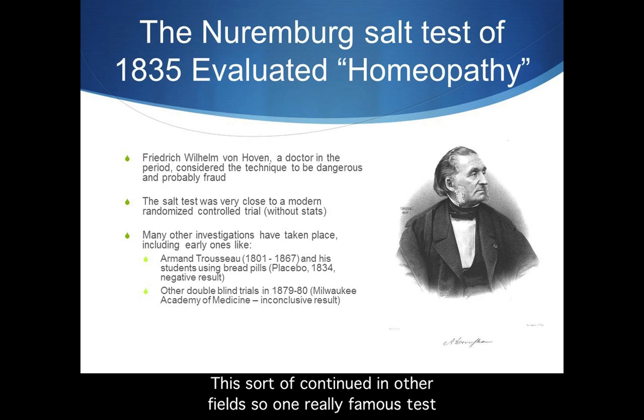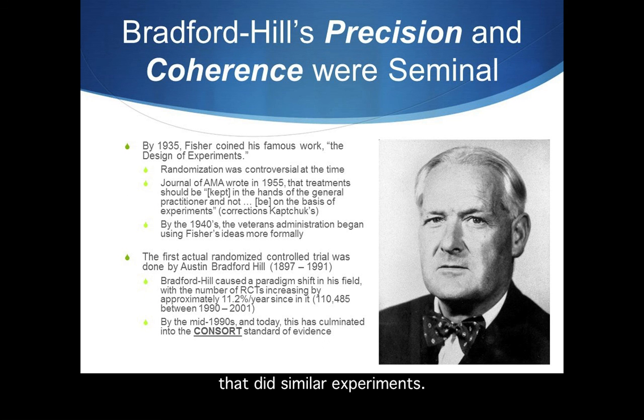This continued in other fields. One really famous test was the Nuremberg salt test of 1835, which evaluated homeopathy. There was a doctor at the time named Friedrich Wilhelm von Hoven, who considered it to be a dangerous fraud. So they conducted an experiment in 1834 that was very similar to modern experiments. And there were other individuals at the time, like Armand Trousseau, and people in the late 1880s who did similar experiments.